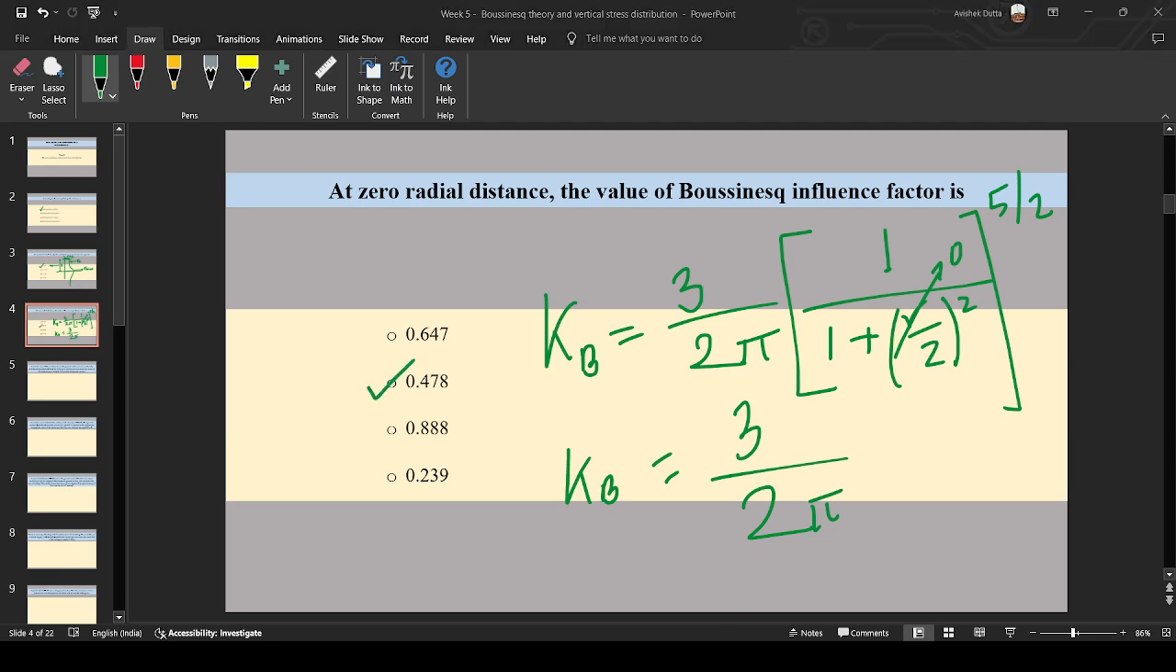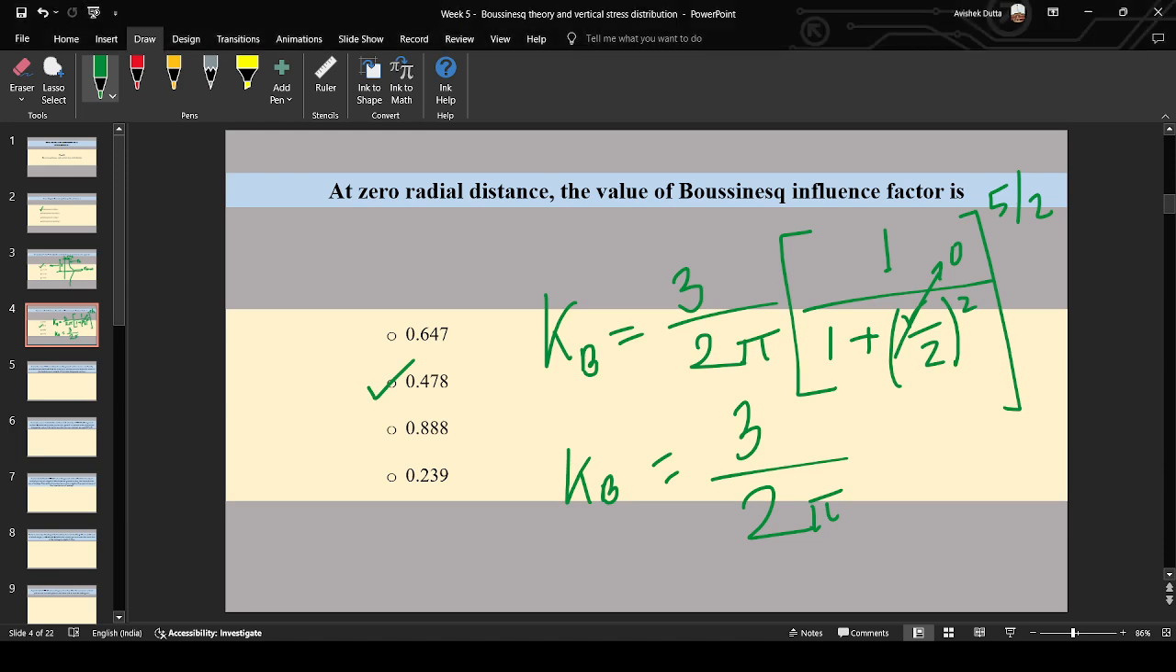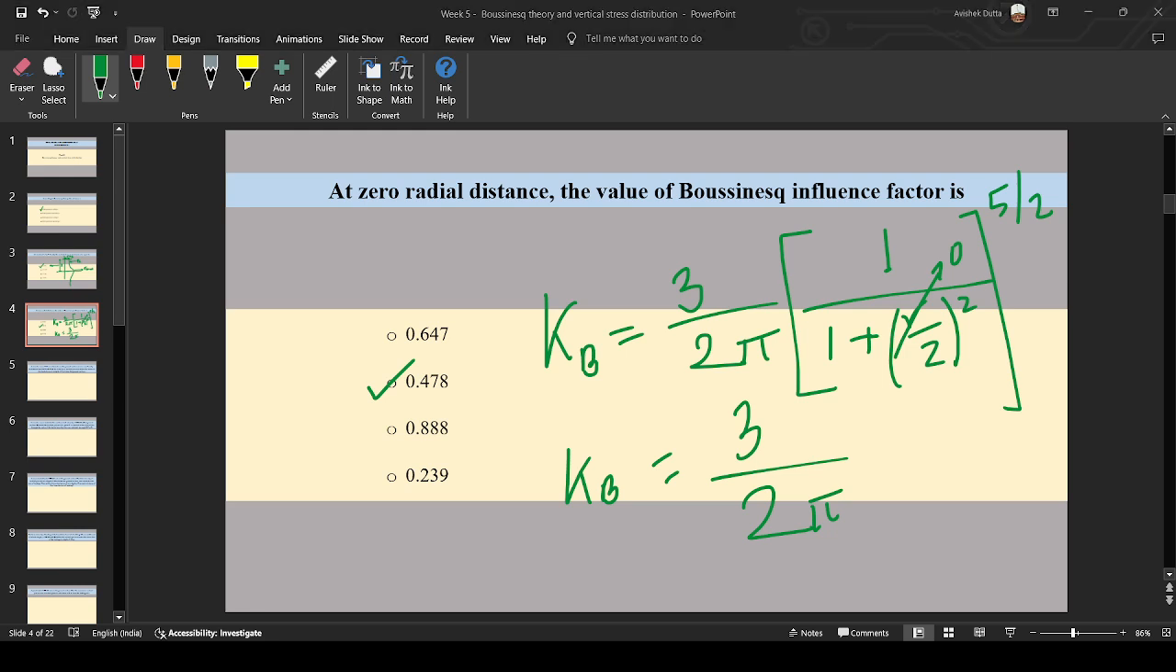So in this case, you just have to remember the formula of the Boussinesq influence factor, that is Kb equals 3 by 2 pi into 1 by (1 plus (r by z) whole square) whole to the power 5 by 2, and r equal to 0. So the value of the influence factor reduces to 3 by 2 pi, which gives us a value of 0.478. Okay, next question.